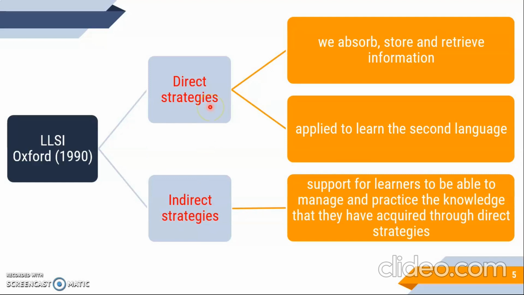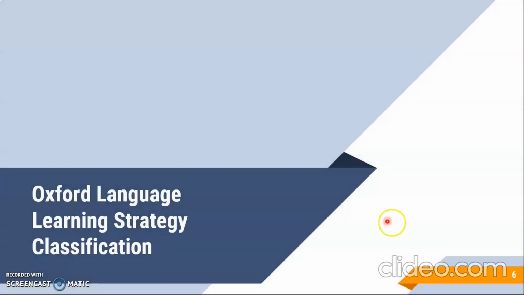Direct strategies here refer to those strategies through which we absorb, store, and retrieve information. Those strategies are also applied to learn the second language, whereas indirect strategies serve as support for learners to be able to manage and practice the knowledge that they have acquired through direct strategies.